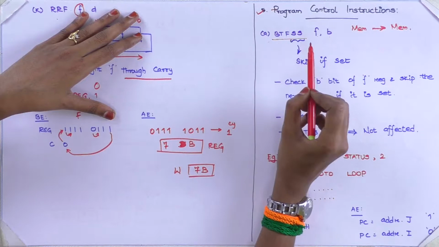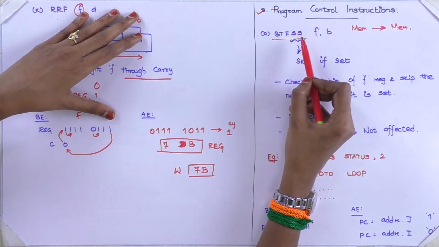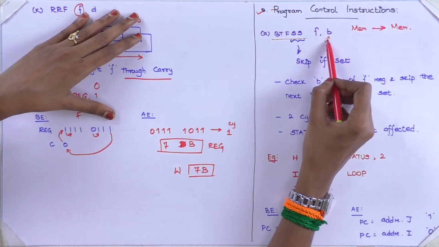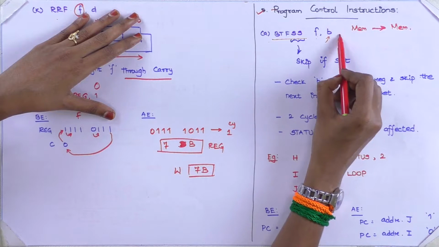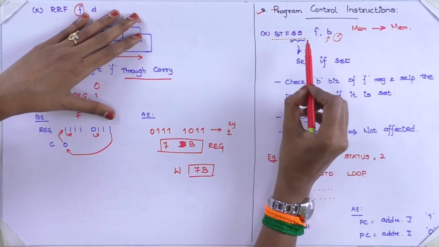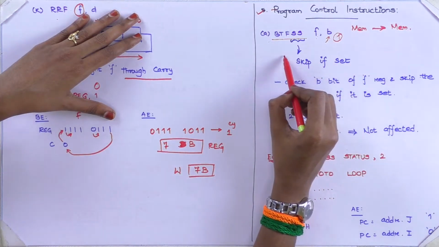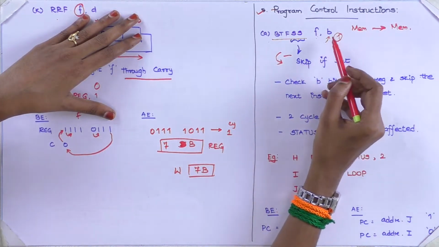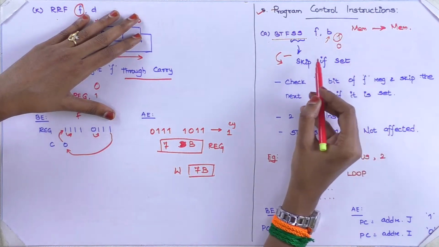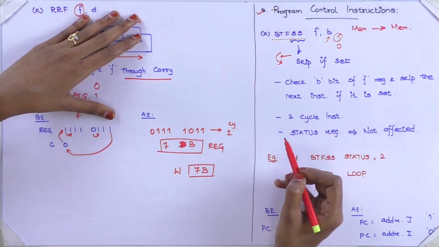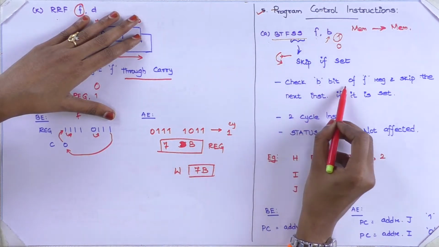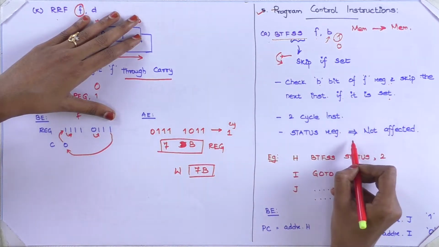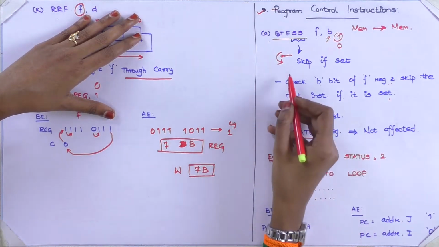What this instruction will do is check the bit number B of the F register. If that bit is set, which means that bit is 1, then this instruction will skip the following instruction and jump on to another instruction. If that bit is not set, which means that bit is 0, then it will execute the next instruction. So check bit B of F register and skip the next instruction if it is set. This instruction will not affect the status register. We will see an example now.